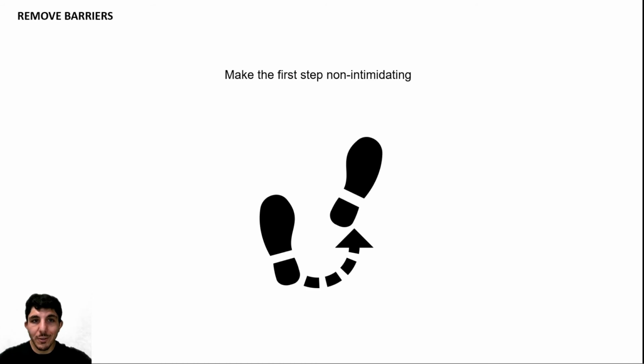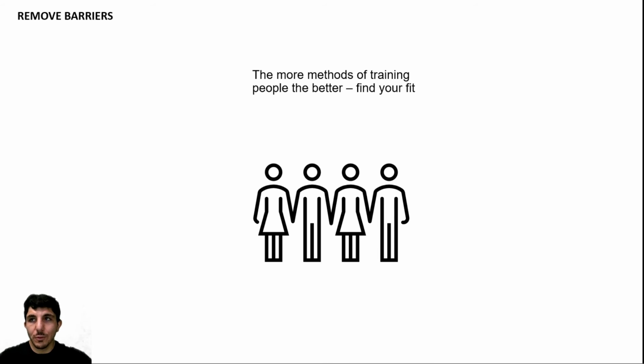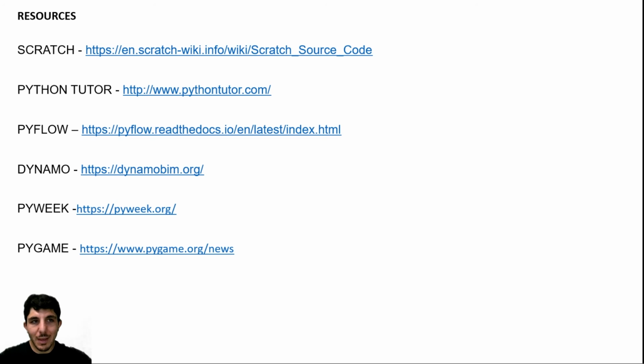And again, remove the barriers. Make the first step not intimidating. Use visuals, something easy to start with. Emphasize visuals. Find different ways to train people. Find your fit. Fill in the gaps. Give a hoot. And here are some resources that you can use to get going on this.